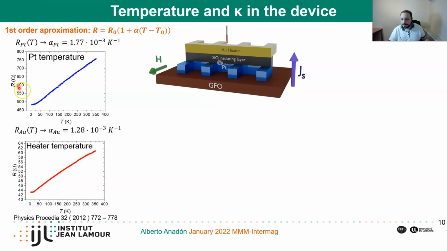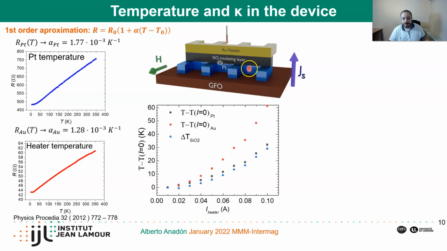So we have calibrated our system, and we can find the resistance and the linear constant for platinum and also for gold. And with this, we can estimate the temperatures in our system, and also calculate the thermal gradient through the silicon oxide insulating layer.